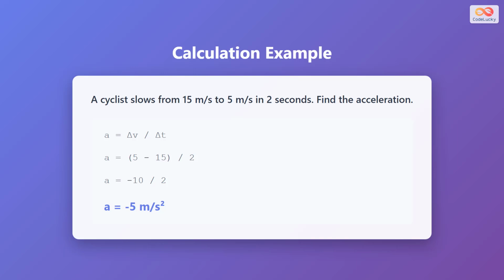Here's another example with negative acceleration. A cyclist slows from 15 meters per second to 5 meters per second in 2 seconds. Using our formula, A equals delta v divided by delta t. Delta v is 5 minus 15, which equals negative 10 meters per second. Delta t is 2 seconds, so A equals negative 10 divided by 2, giving us negative 5 meters per second squared. The negative sign tells us the cyclist is slowing down.